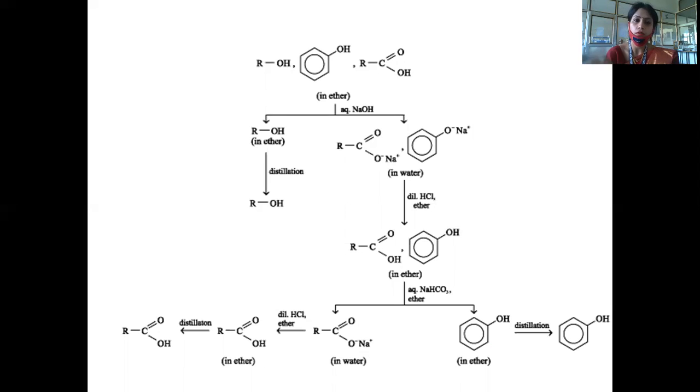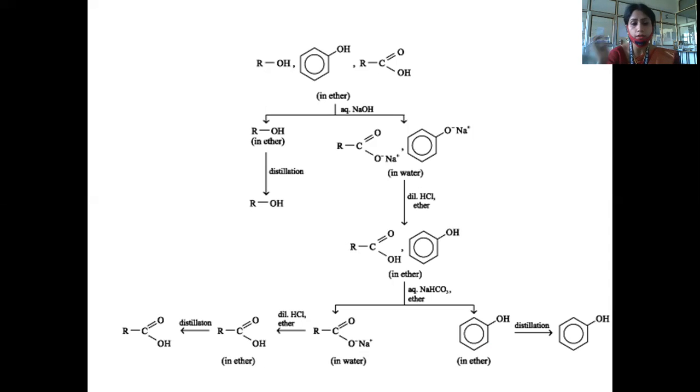So what will happen if a mixture of alcohol or phenol and the carboxylic acid is dissolved in ether? Two layers will form. One will be dissolved in ether, which when distilled gives the respective alcohol. The other layer, the NaOH layer, will have the sodium carboxylate salt as well as the sodium salt of the phenoxide ion in the water phase. When this water phase is treated with dilute HCl and ether, it gives the respective carboxylic acid and the phenol. Then again, how to separate both of them?